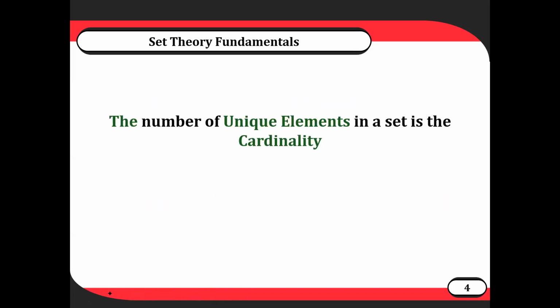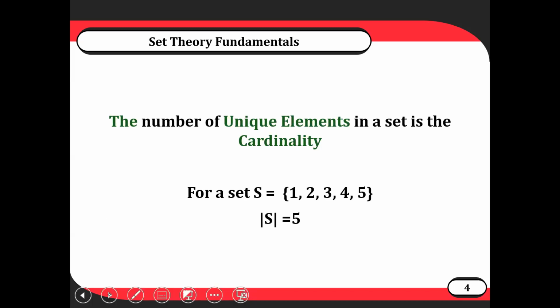The number of unique elements in a set is the cardinality of the set. So for a set S that's equal to the numbers from 1 to 5, we say the cardinality is 5, and we write the cardinality like this, using the absolute value sign. This means the number of items in that set.